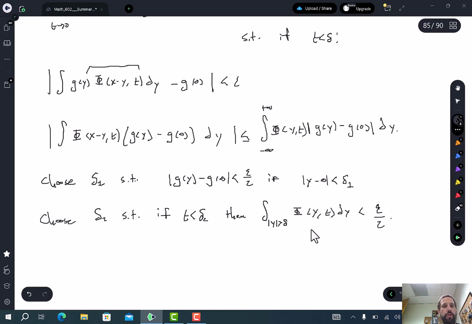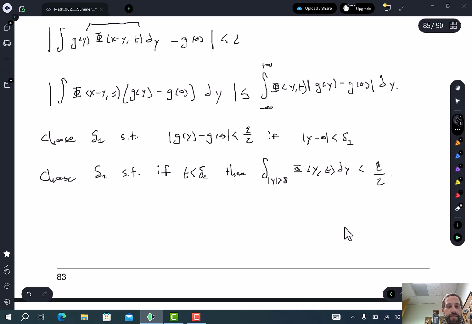What region are we integrating over? Well, remember, as t goes to 0, the tails of phi go down very quickly. So if I'm just integrating from minus infinity to minus delta, and then from delta to infinity, I can always make t small enough so that this inequality is true. Okay, and finally, combine these and conclude what we want.